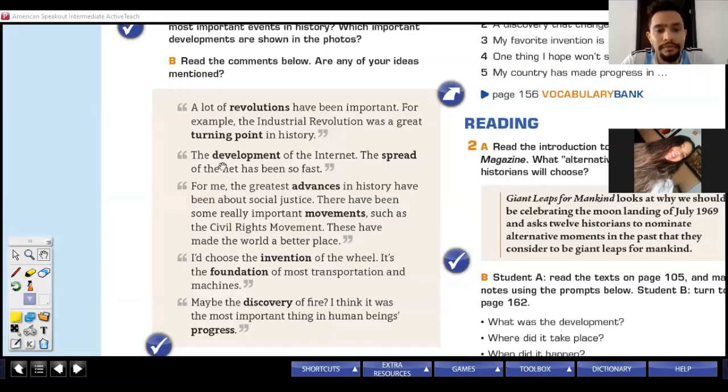A lot of revolutions have been important. The Industrial Revolution was a great turning point in history. All right, great. Now, Miss, what do you think the meaning of revolution is? I think that it is a moment of great change in history.